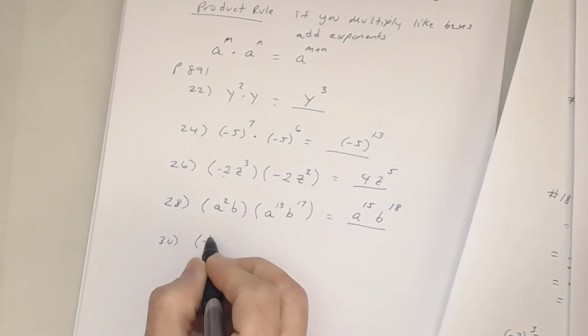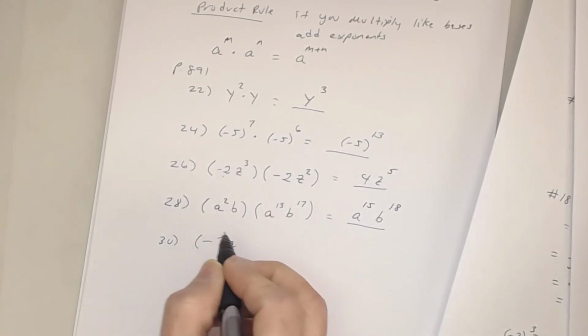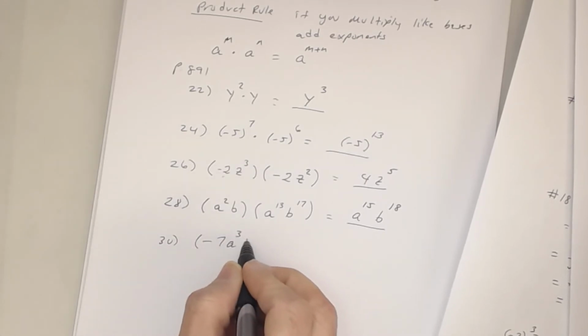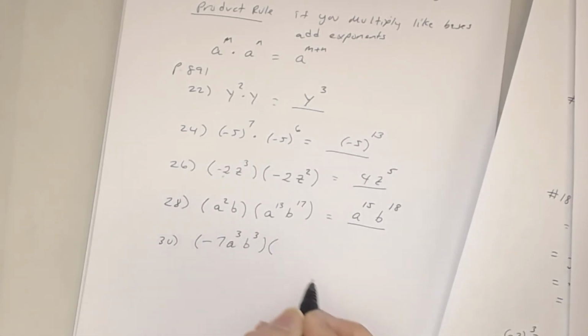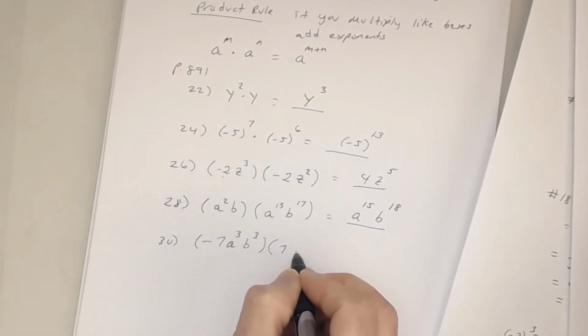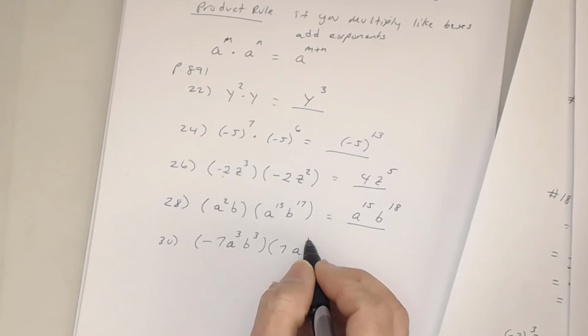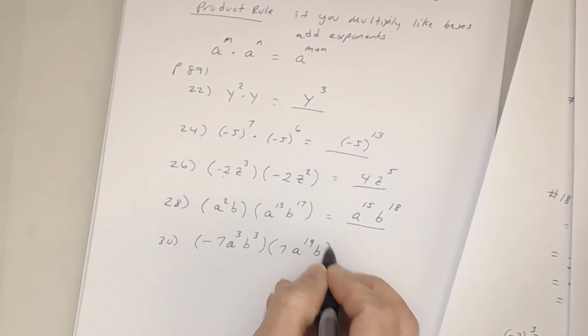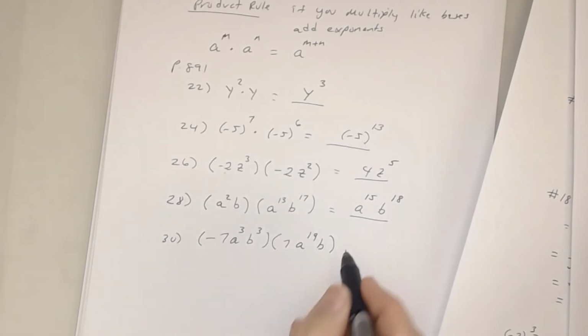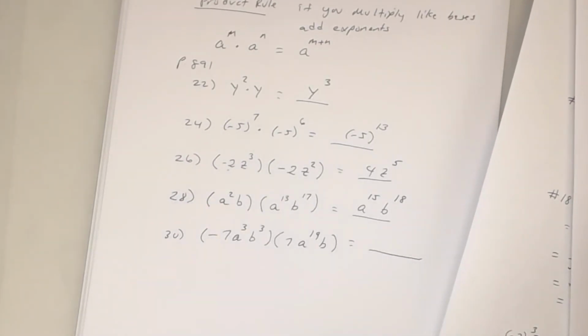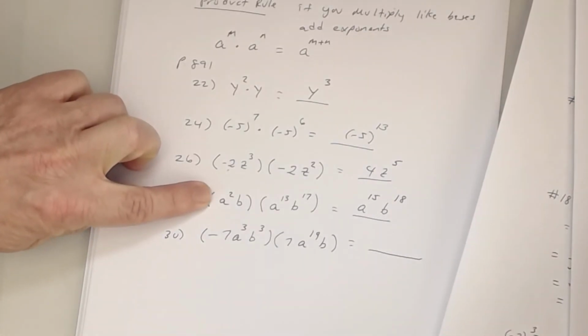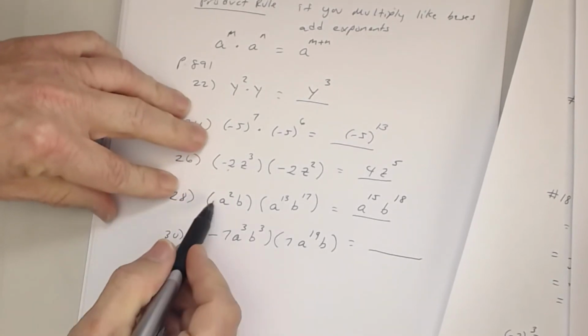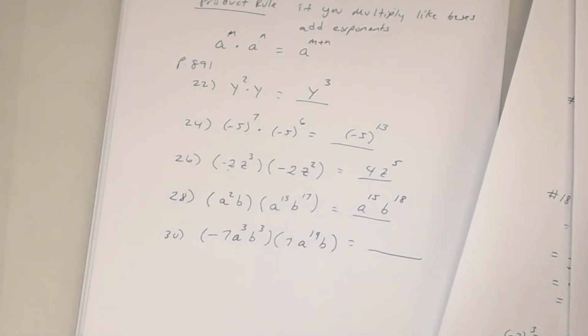All right, negative 7 a cubed b cubed times 7 a to the 19th times b. So now notice, in number 28 you had coefficients also. What was the coefficient of a squared b? 1. There was nothing there, so it's understood to be a 1 in front. Remember that? All right, and 1 times 1 is 1, but we tend to not put the 1.